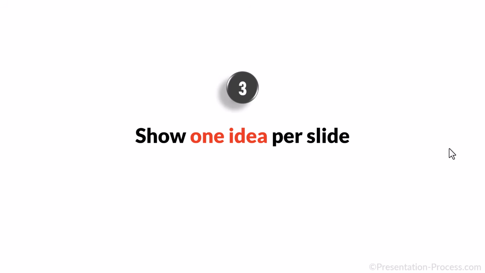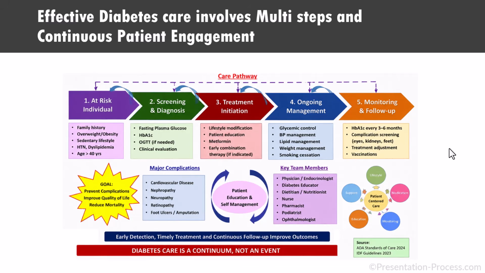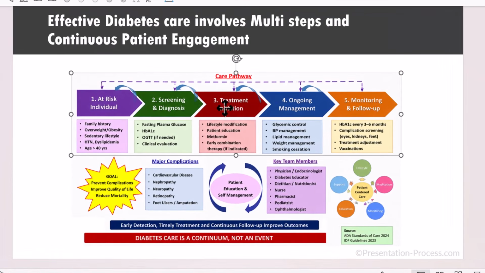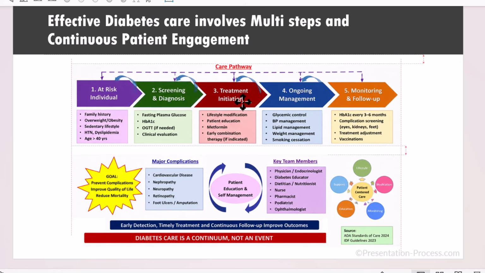The third step is to show one idea per slide. And this is where the slide suffers the most. If you observe closely, this is actually content for 4 different slides. Let me show you. This one is about the care pathway, and this has no relationship to the key team members, major complications, and whatever this patient-centered care. So this is a separate idea in itself. So this I can move a little away.